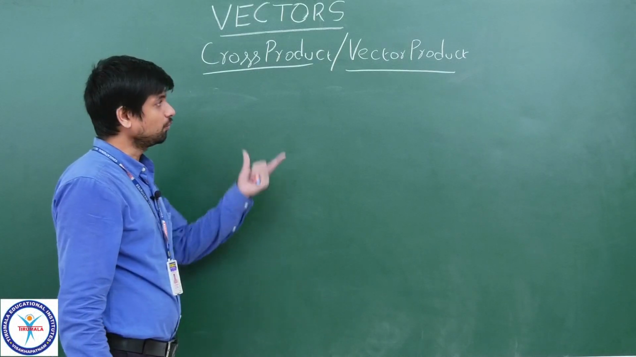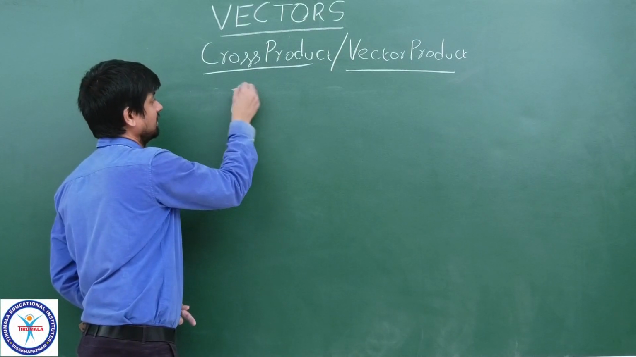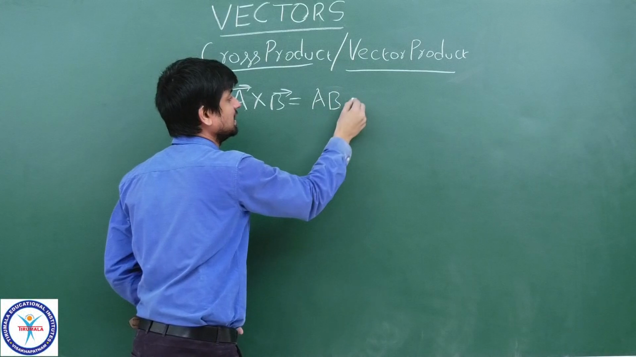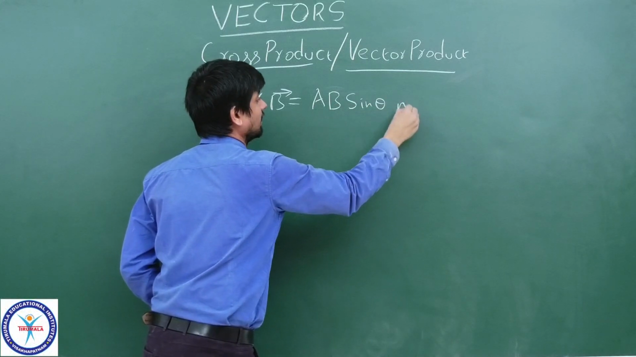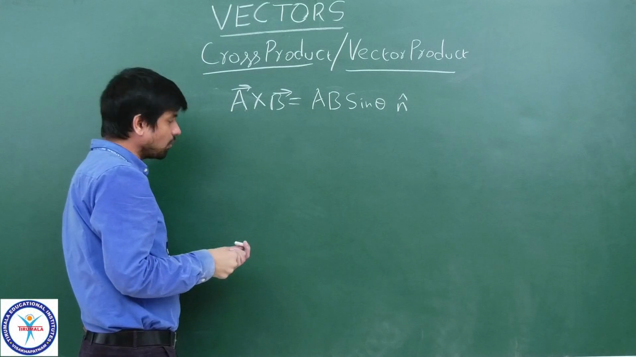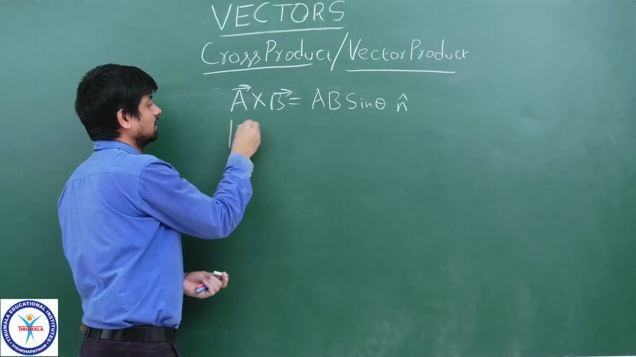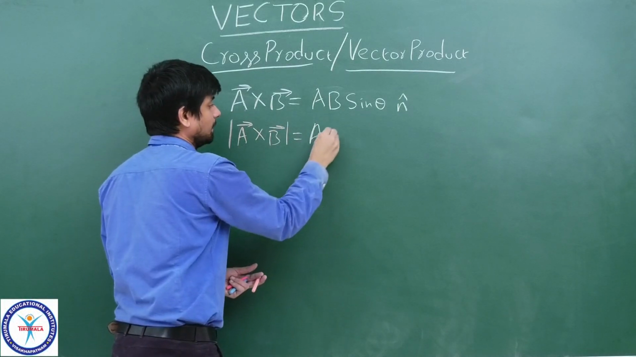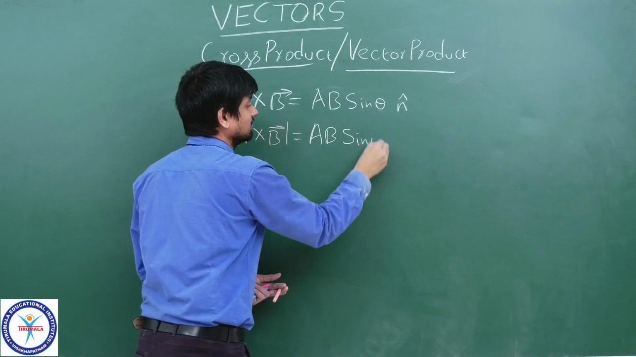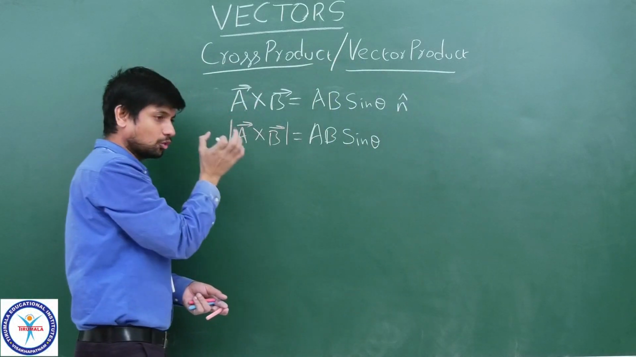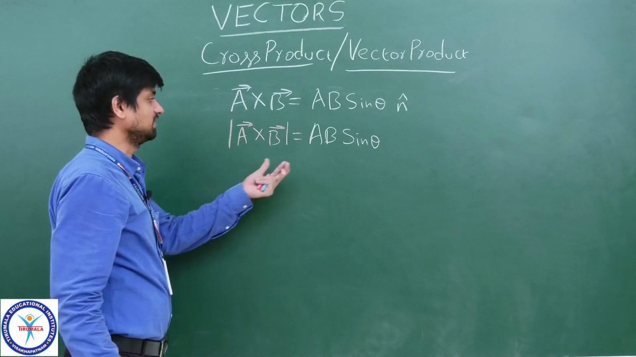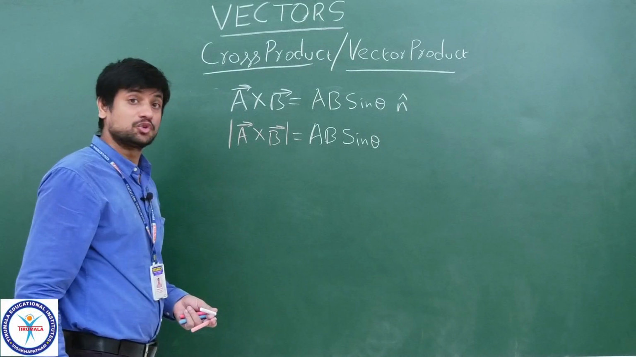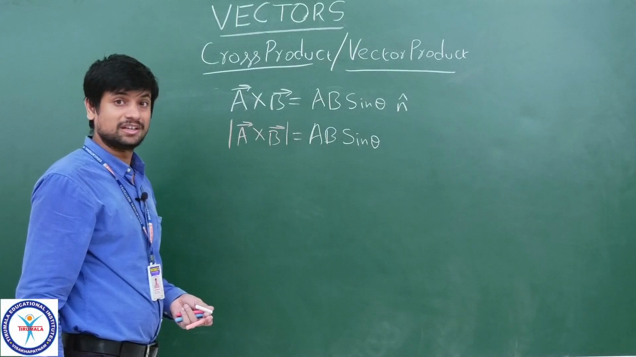So, children, now we will apply the formula: A bar cross B bar equals, what do you have? A B sin theta n cap. If you want only the magnitude of A bar cross B bar, what do you get, children? A B sin theta. You do not have n cap here, because I want only the magnitude. Now apply this formula for the unit vectors i, j, k.